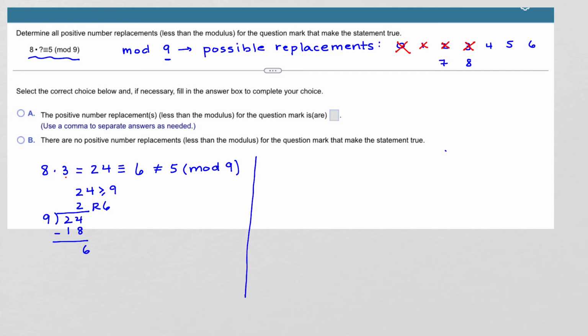So now let's try the number 4. 8 times 4 is 32, greater than 9. So we're going to divide 9 into 32. 9 goes in 3 times. And the remainder is 5. So 32 is equivalent to 5 in mod 9. So there you go. So 4 works.